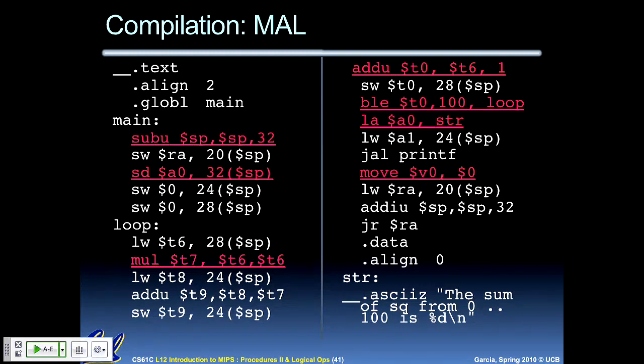So this is just shorthand. The compiler or a human typing assembly code could just quickly output these, and the assembler would do a little bit of work to expand these into the real instructions, okay?